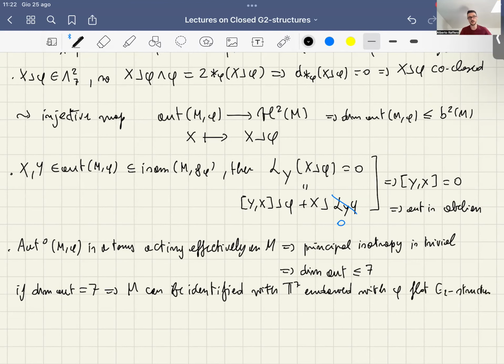Which means torsion-free and inducing a Riemannian metric which is flat. And this is not possible if we assume that phi is closed but not co-closed. And so this implies that in the case where phi is closed but not co-closed, the bound on the dimension is given by 6 instead of 7.